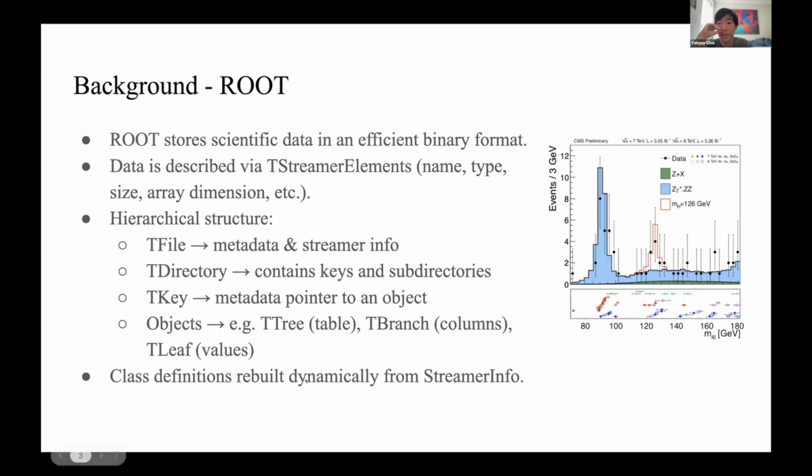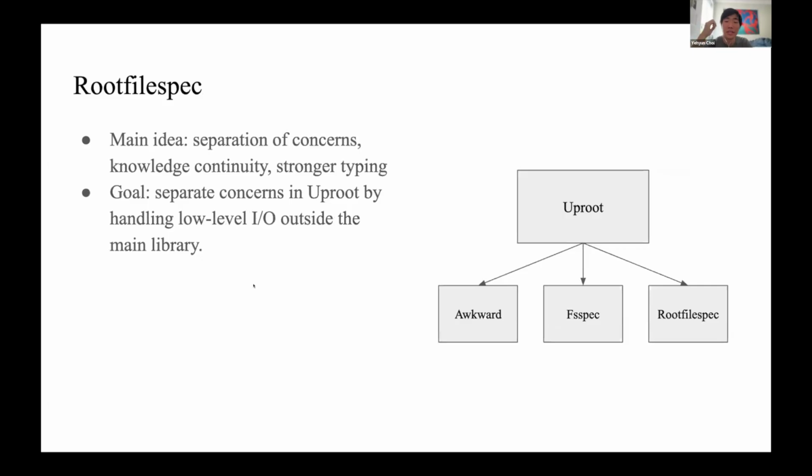Lastly, one important feature is that the class definitions are actually not fixed. Root can rebuild class definitions from streamer info. This is a powerful feature, but it also makes decoding pretty tricky. Uproot aims to do that in pure Python. I think I mentioned that.